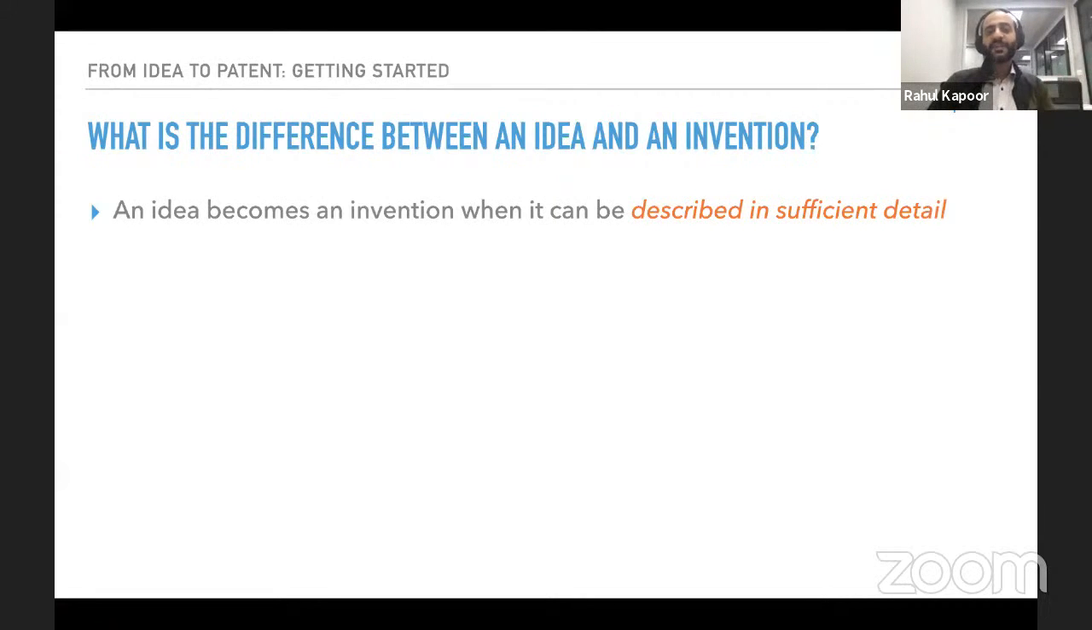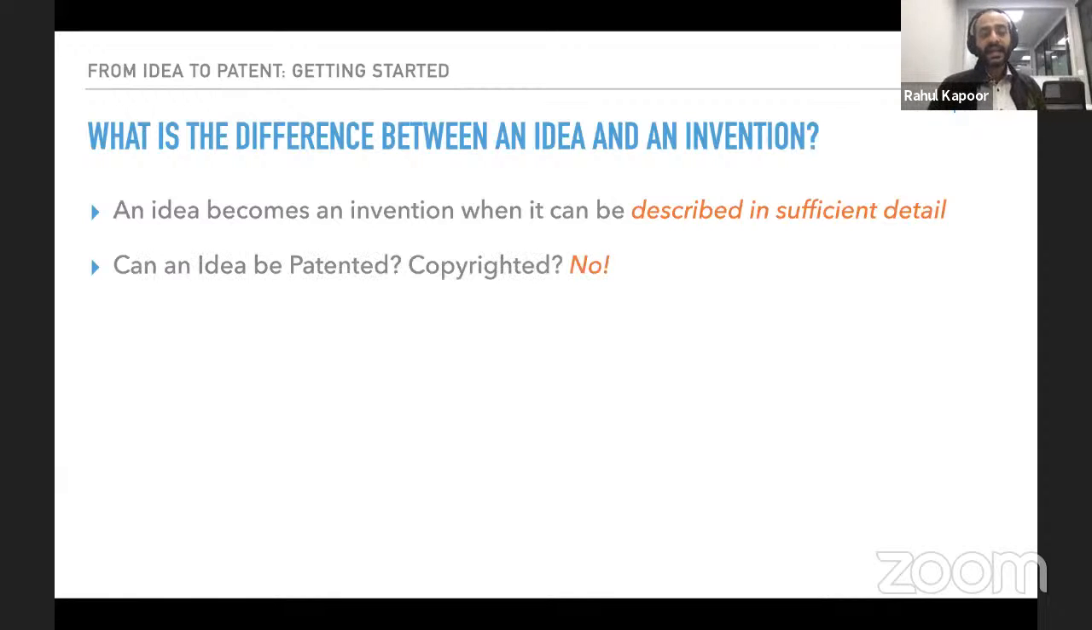An idea becomes an invention when you can describe it in sufficient detail. Here, the word sufficient can be quite extensive. An idea is like a stone. If you start carving it, you extract features out of it, like a stone artist. They start with a stone, chisel it, extract features out of it, and the final product is a very beautiful statue. That idea is really in your mind, but when you start adding really precise details to it, that's when it becomes an invention.